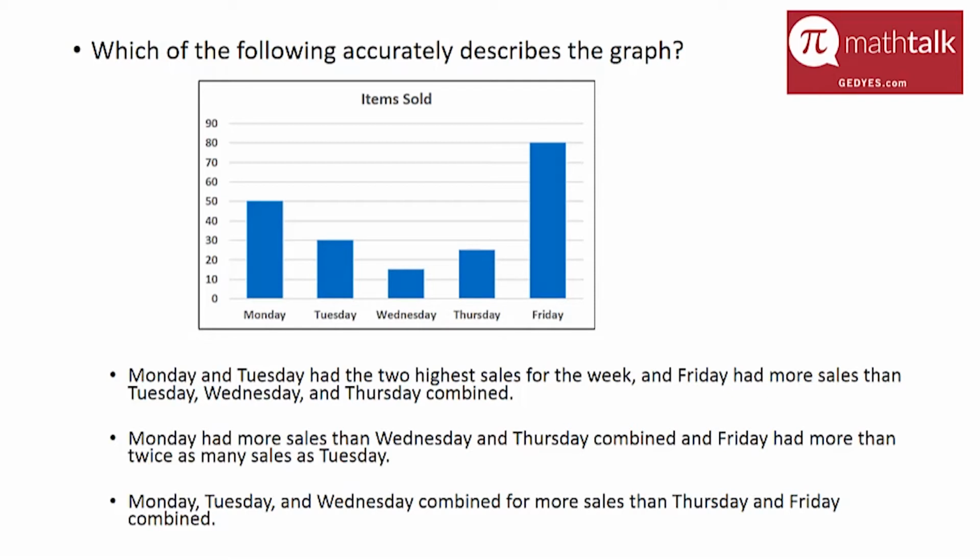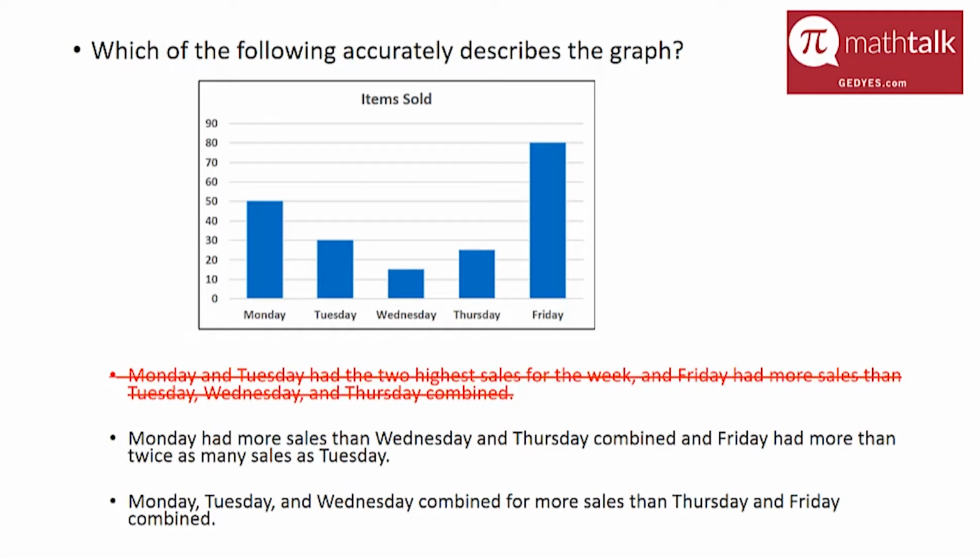Monday and Tuesday had the 2 highest sales for the week. Well, if I look at my different days and the bars that go along with them, I can clearly see that Friday is the biggest bar, which means it had the most sales. So Monday and Tuesday having the 2 highest sales can't be right because Friday should be in there. So that one's out. The second description says Monday had more sales than Wednesday and Thursday combined, and Friday had more than twice as many sales as Tuesday.